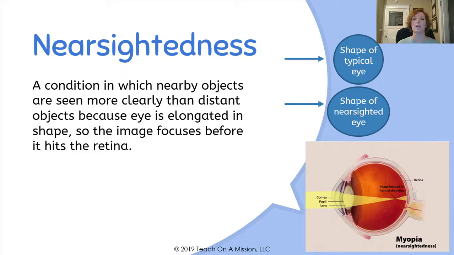Nearsightedness is a condition in which nearby objects are seen more clearly than distant objects because the eye is elongated. It's kind of stretched out like an oval, more of a horizontal oval. And so the image focuses before it hits the retina. It doesn't actually land on the important part of the retina. It's going to focus in front of the retina. And this is technically called myopia, or nearsightedness.